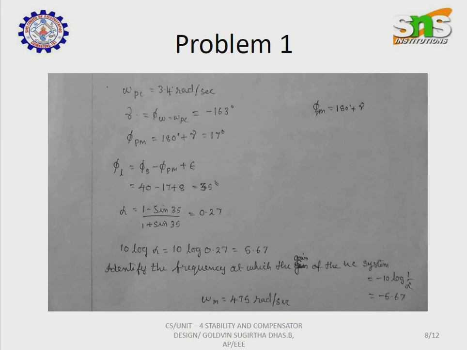Next we will find phi L, which is equal to phi s minus phi m plus epsilon. So the phi s value is given in the problem for our design. The phi m we have calculated as minus 17. So 40 minus 17 plus epsilon, the assigned value, which will give us 33 degree. Next we have to find the value of alpha. So alpha is equal to 1 minus sin phi m divided by 1 plus sin phi m. When we substitute the 33 degree, we get alpha value as 0.27.